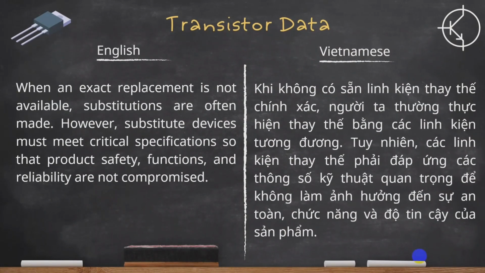When an exact replacement is not available, substitutions are often made. However, substitute devices must meet critical specifications so that product safety, functions, and reliability are not compromised.